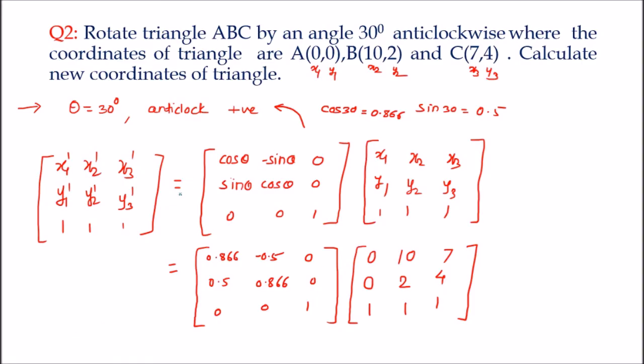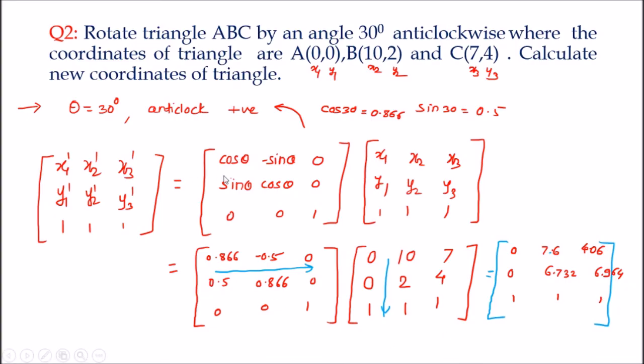So this multiplication will be like this, row and column. So if you multiply the two matrices 0.86 minus 0.50, you will get the values as 0, 7.6, 4.06, 0, 6.732, 6.964, 1, 1, 1. So this is nothing but the answer after multiplying.